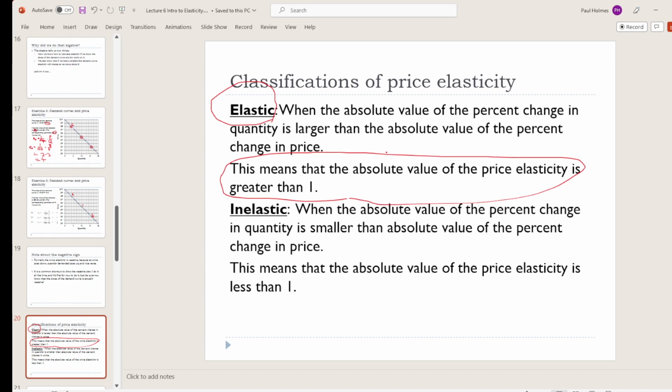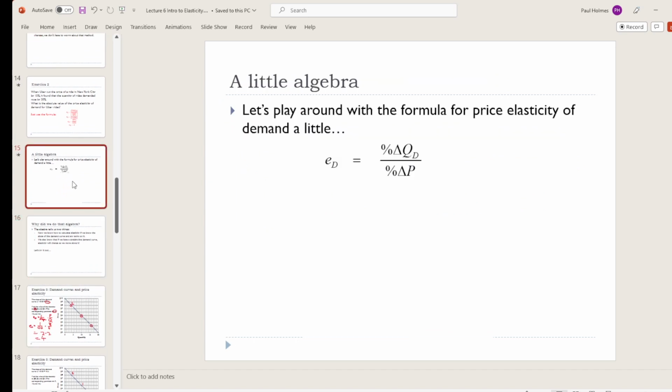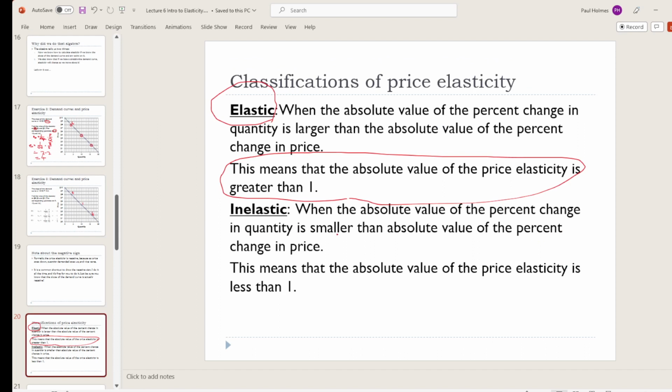And what we're thinking of here is elasticity in terms of sensitivity, in terms of responsiveness. What we're saying here is that if the price elasticity is bigger than 1, let's go back up to our definition of price elasticity here, it means that the percentage change in quantity is bigger than the percentage change in price. So we're getting a large quantity change for a given price change. On the other hand, if we get a small quantity change for a given price change, if the percentage change in quantity is smaller than the percentage change in price, we say that demand is inelastic. It's relatively unresponsive to price changes.